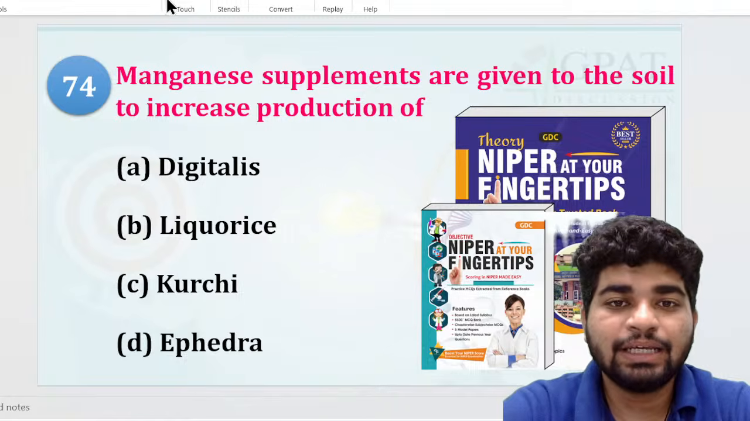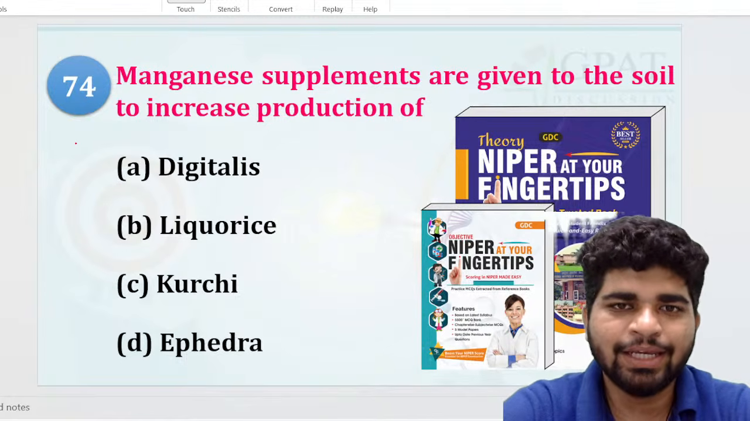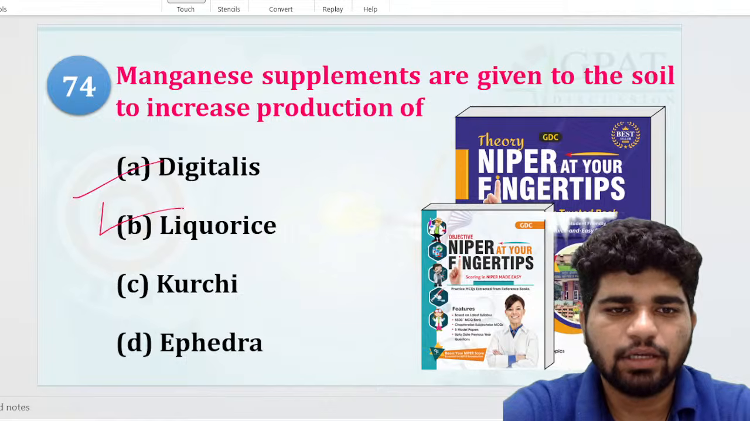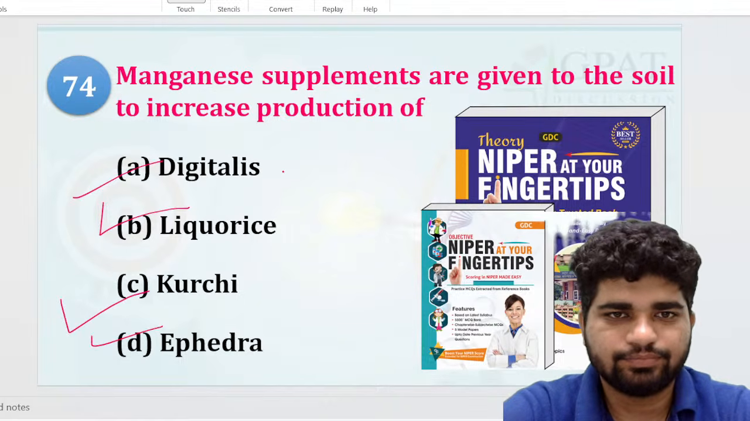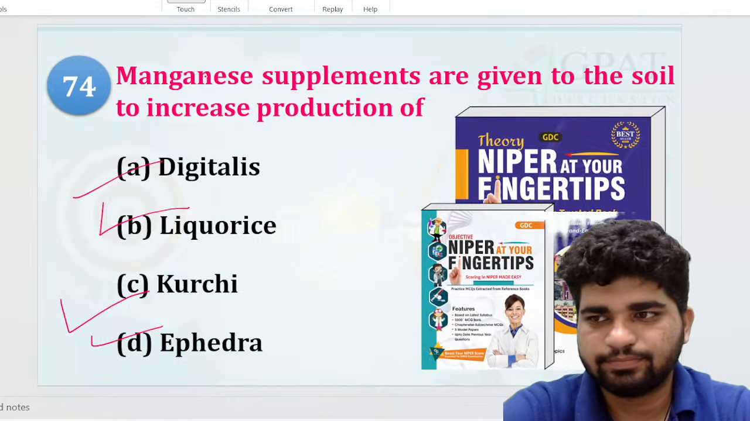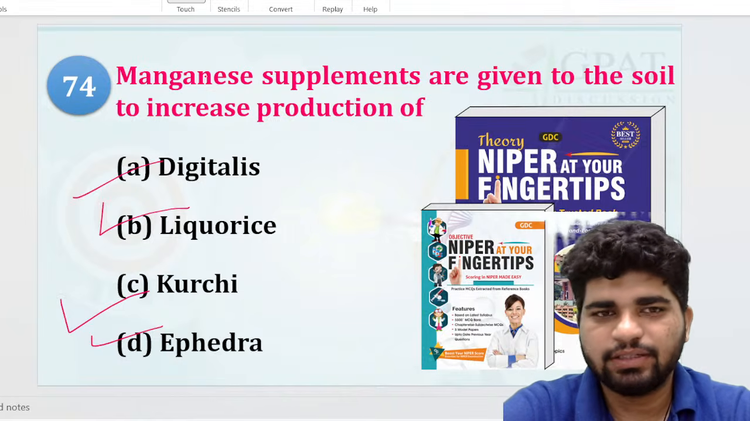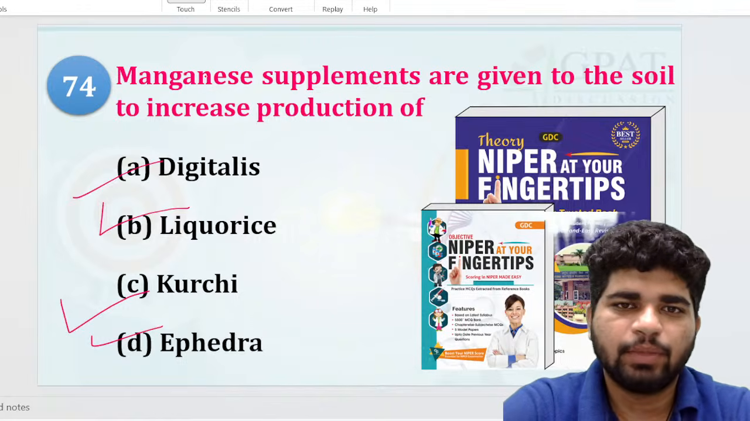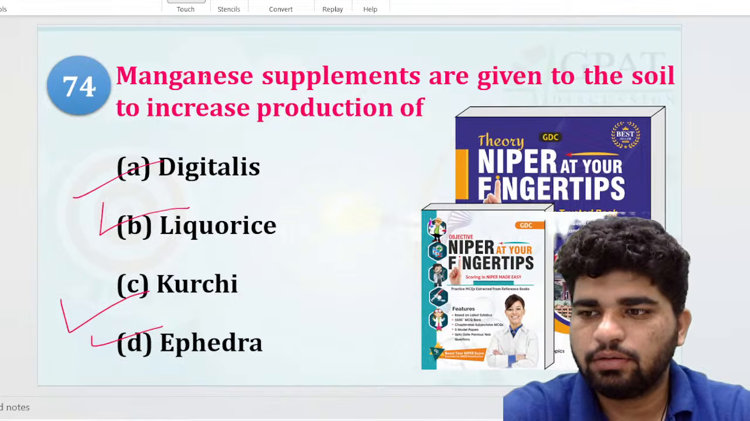Okay, now manganese supplements are given to the soil to increase production of what? Digitalis, licorice, मुलेठी जिसको बोलते हैं, कुर्ची, or ephedra. Manganese supplements. Okay, now this one, guys. Manganese supplements are given to the soil.